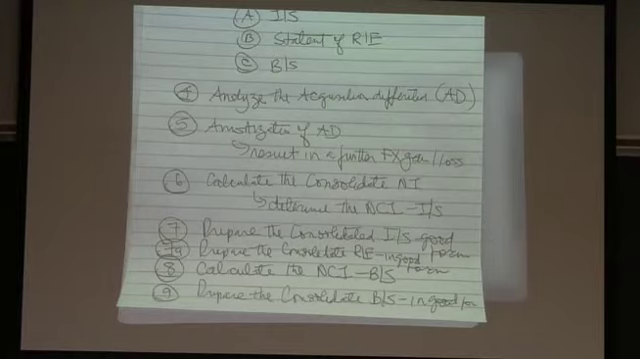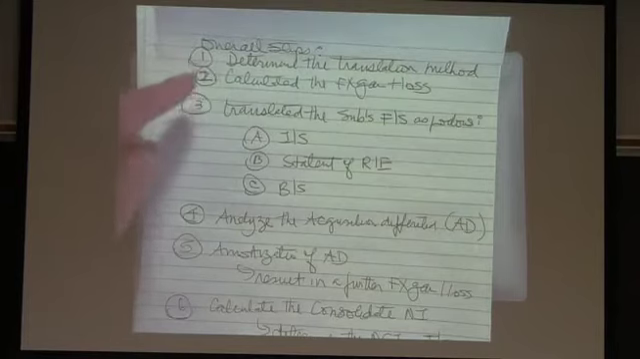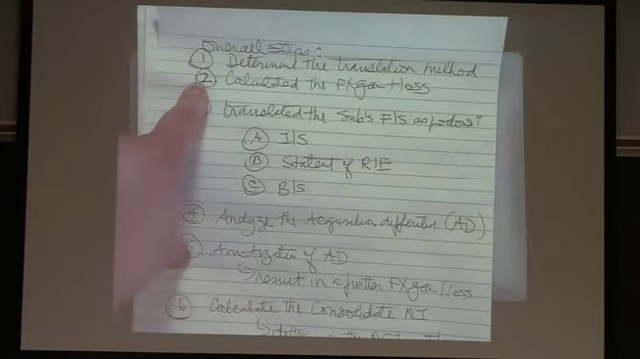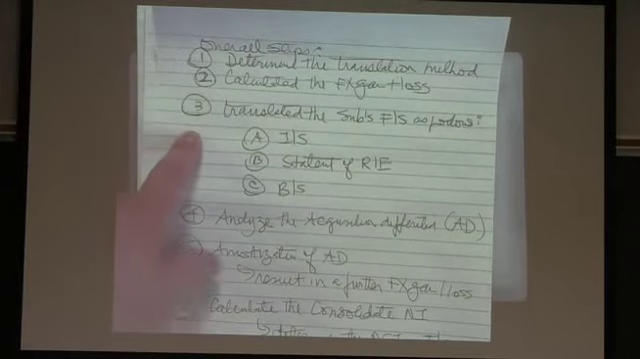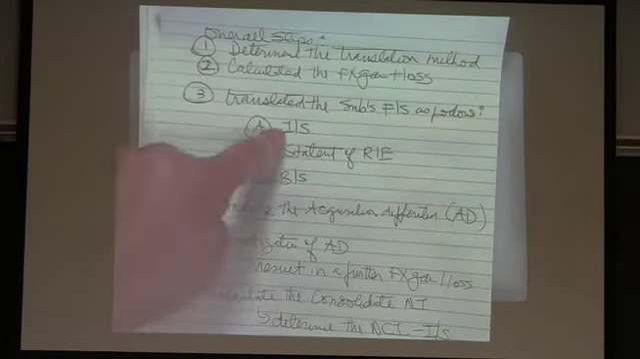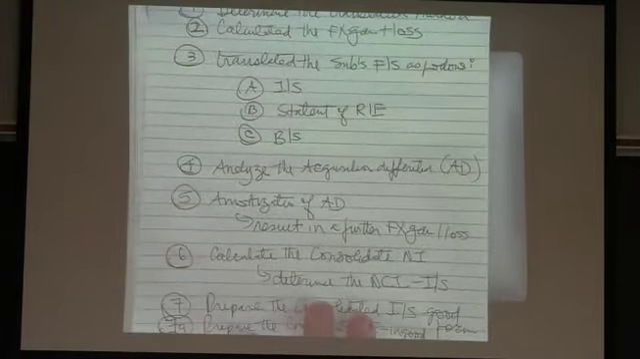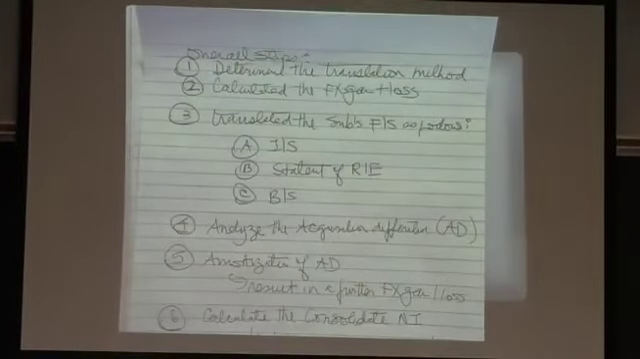So these are the overall steps. It's handy to know what these overall steps are. The first step is determine the translation method. Step 2, calculate the FX gain and loss on the foreign entity. Step 3, translate the sub's financial statement as follows. First, you need to translate the income statement and the statement of retained earnings in the balance sheet. Then you analyze the acquisition differential. So if the question really was only translating the foreign operation, then you only need to do step 1, 2, and 3. But when you're dealing with the consolidation process on top of that, then you need the rest of the steps.